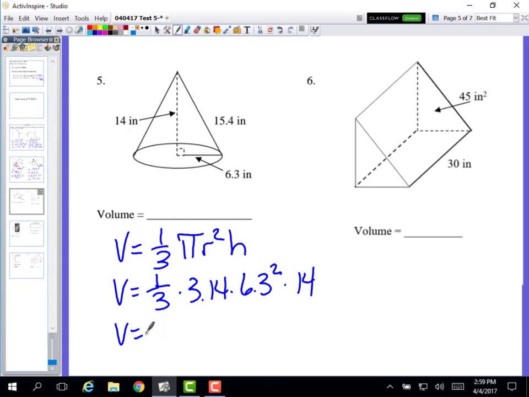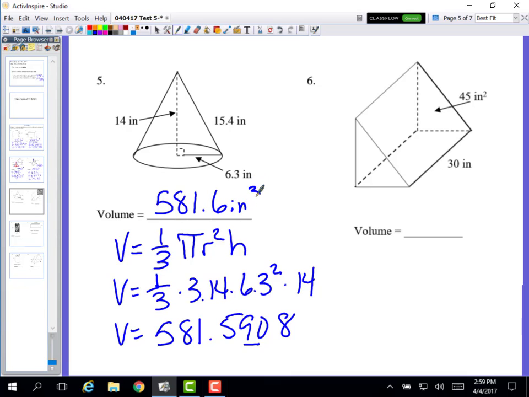So volume is equal to 581.5908. Now this 9, it is big enough to bump the 5, so this becomes 581.6 inches cubed.